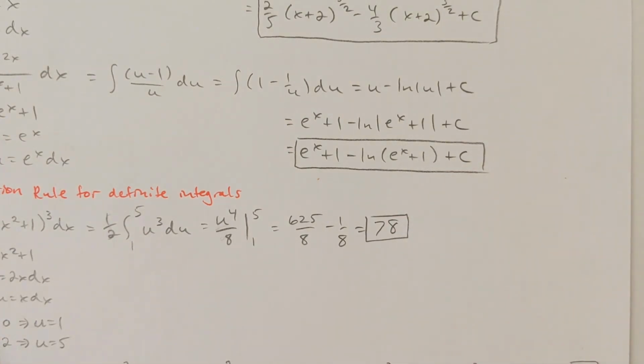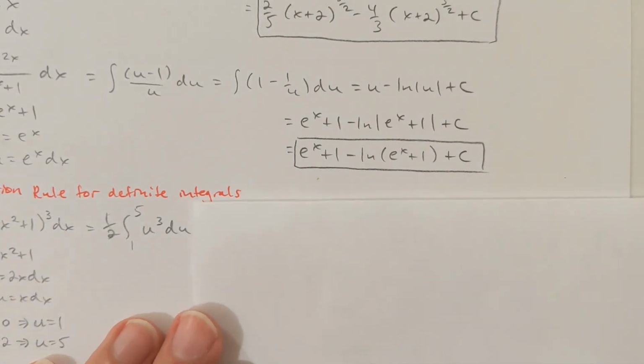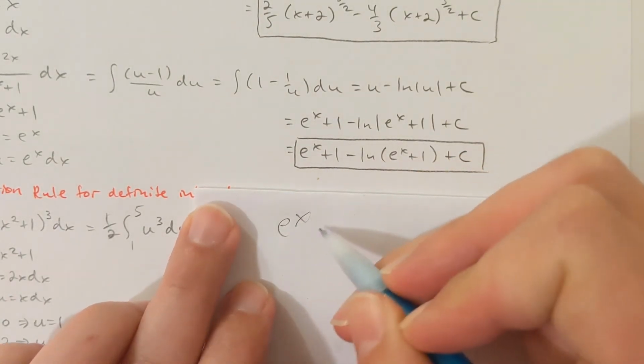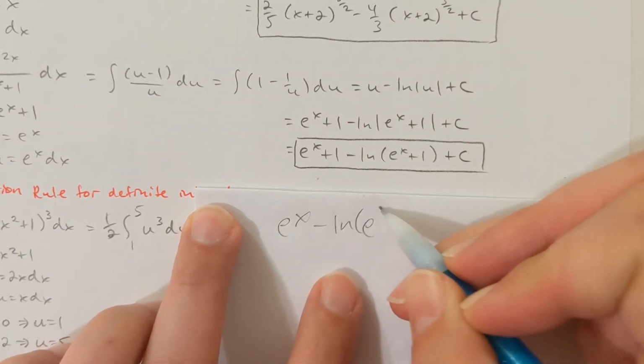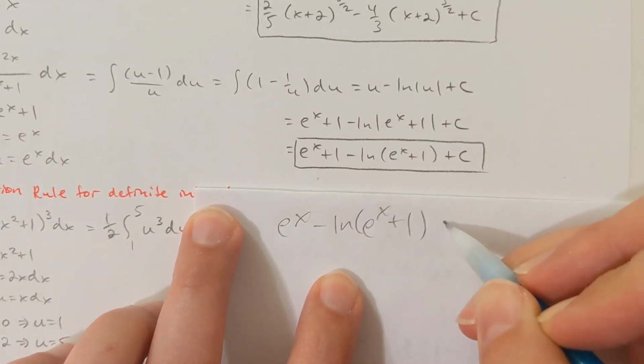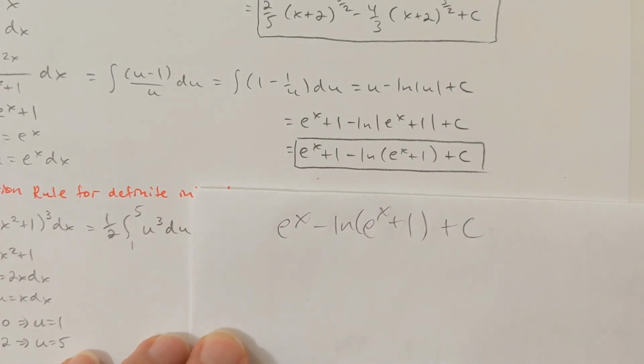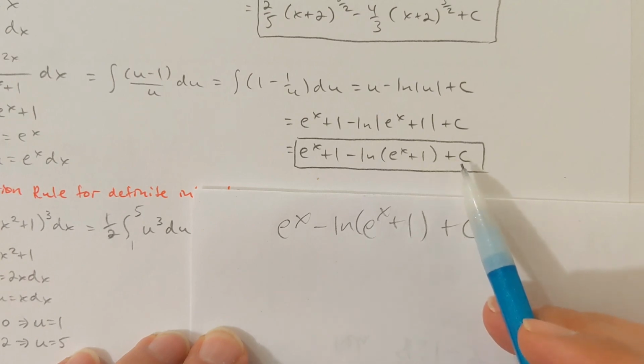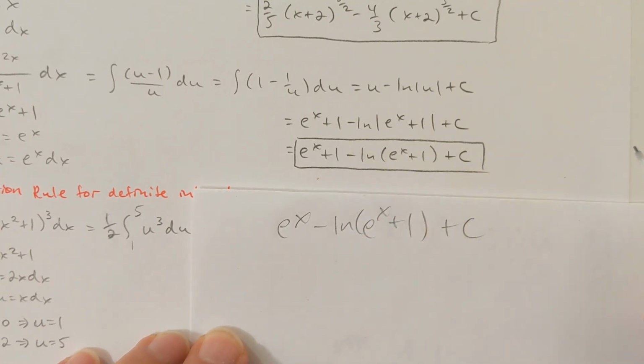Now, an answer that you might find in the book for a problem like this is e to the x minus the ln of e to the x plus 1 plus c. Now hold up, what happened to the plus 1? Well, a constant plus 1 is a constant. So we don't really care what that constant is at the end, just that it's a constant. So both answers are acceptable. This is probably the answer that you'd see in the book, where we don't care what that constant is at the end.